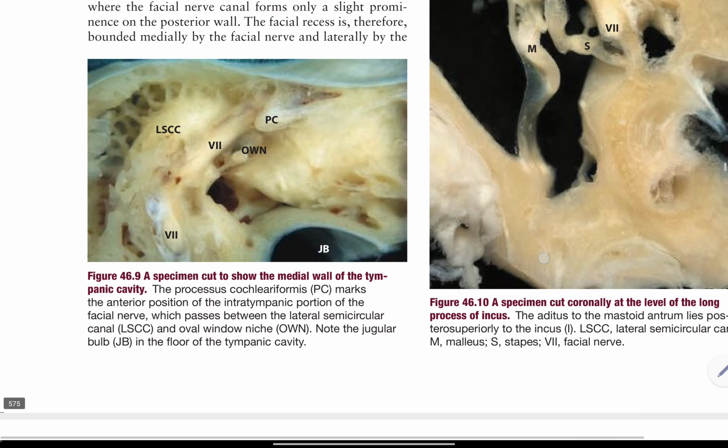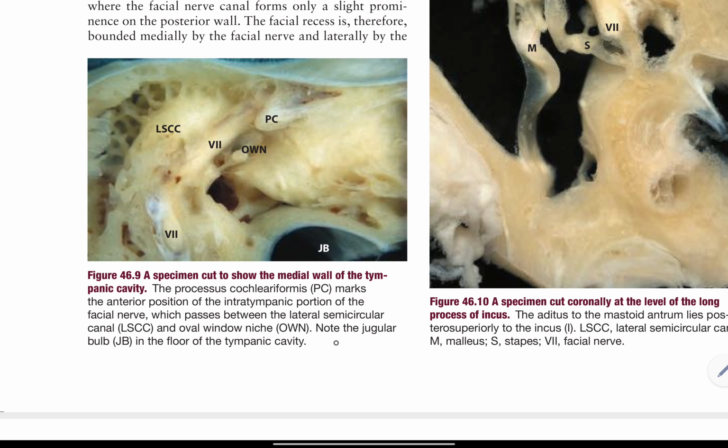Figure 46.9, a specimen cut to show the medial wall of the tympanic cavity. The processus cochleariformis (PC) marks the anterior portion of the intratympanic portion of the facial nerve, which passes between the lateral semicircular canal (LSCC) and the oval window niche (OWN). Note the jugular bulb (JB) in the floor of the tympanic cavity.